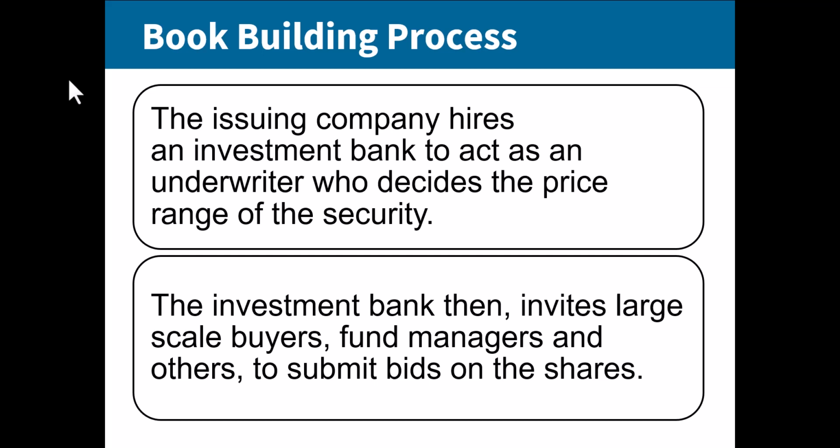Okay. So, who decides the price range of the security? The merchant bankers are going to decide about the range of the price. Between what band the price should be announced to the public. So it can be, say, for example, 100 rupees to 120 rupees, and then they can invite the bids from the institutions. The investment bank then invites large-scale buyers, fund managers, and others to submit their bids on the share.